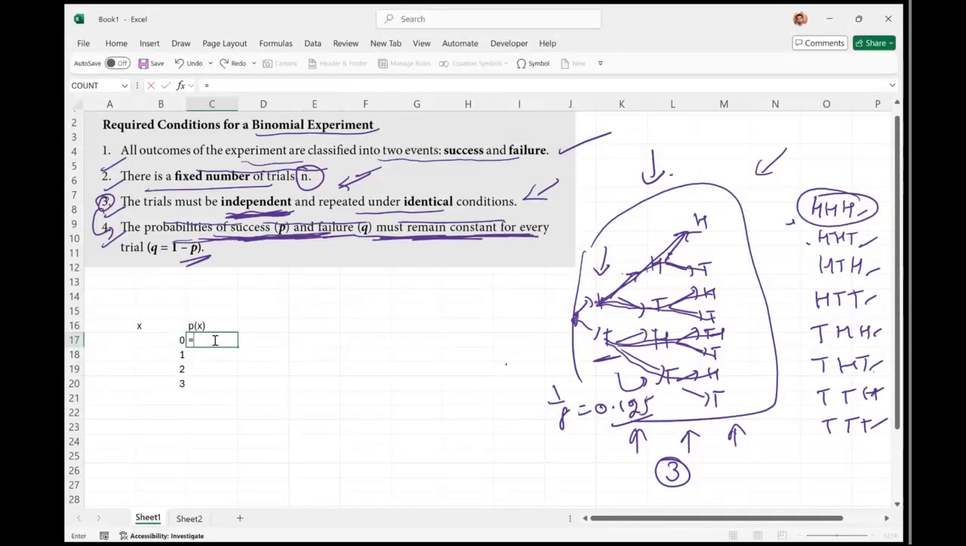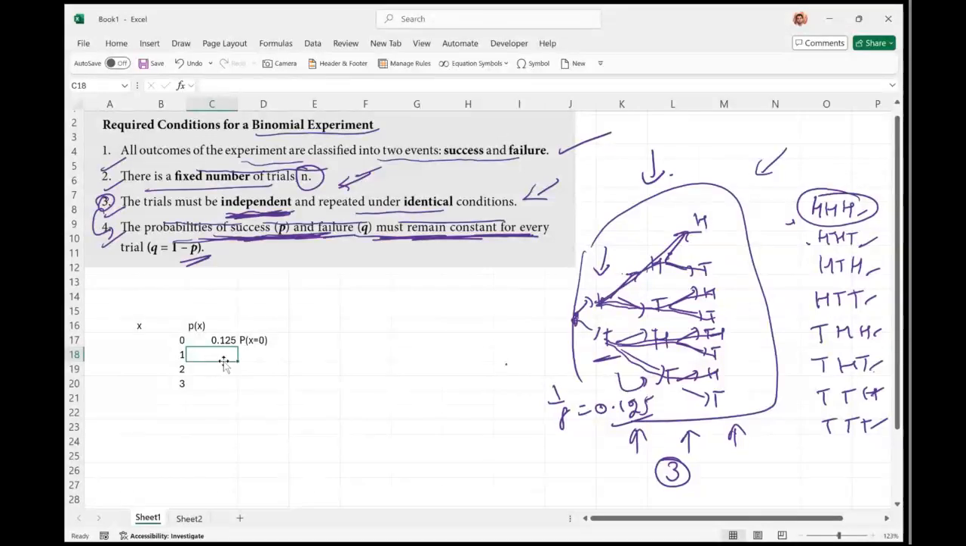Probability of getting 0 heads is equal to binom.test, this is the one I'm going to use, and the number is this, comma, number of trials is 3, comma, probability is 0.5, comma. As I said, I'm going to keep on using false. False means exact probability, something which we learned in the last class also. So if I write it in the mathematical form, this will be p(x equal to 0). What is the probability of getting 0 heads?